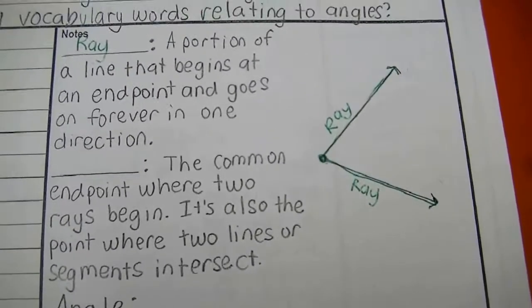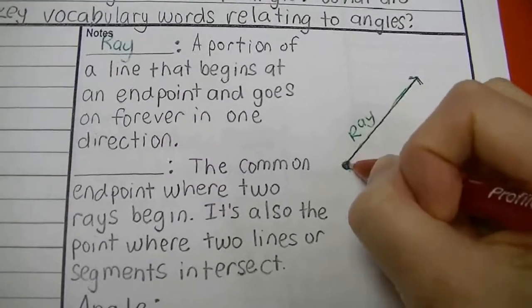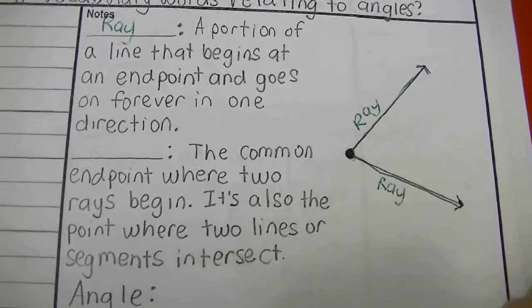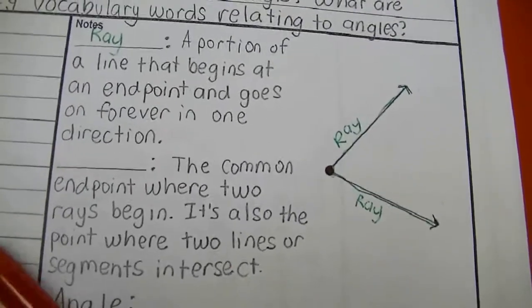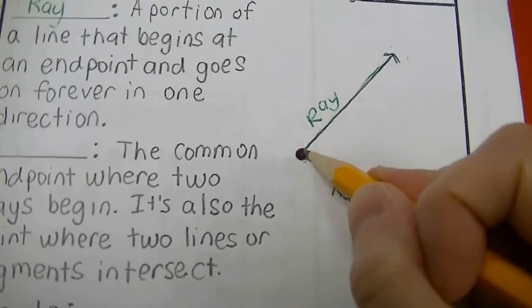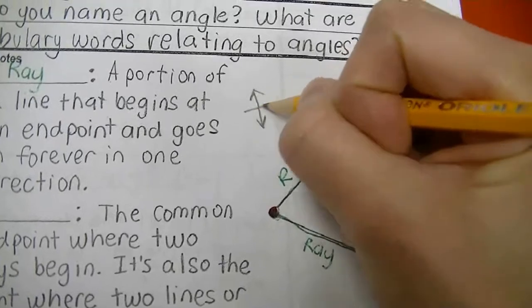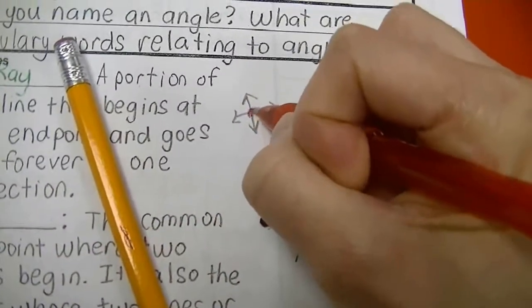Okay, so now the next one is this little point right here. This little point is the common endpoint where two rays begin. It's also the point where two lines or segments intersect. So not only does this have the same name, but if you have two lines, right here where they intersect has the exact same name.